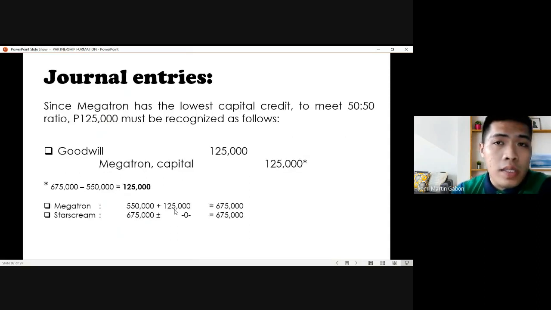Since Megatron has the lowest capital credit, siya naman yung merong 550,000, para mapantayan niya si Starscream sa 675,000, kailangan mag-recognize siya ng goodwill, which is the difference of 675,000 minus 550,000. So yung 125,000, i-debit natin sa goodwill, then dagdagan ng capital ni Megatron, 125,000. So para mag-total sila nasa 675,000. Okay? So parang medyo madali pa naman pag-tawag nito, partnership formation. So stay tuned pag pumunta na tayo sa partnership operation.